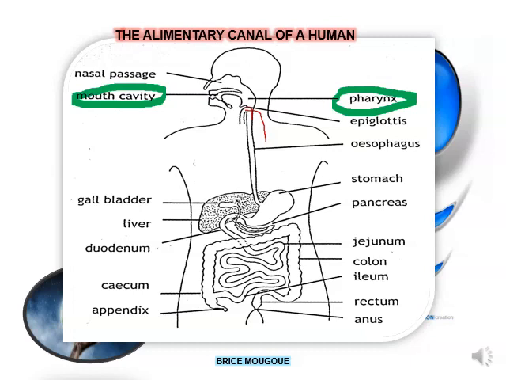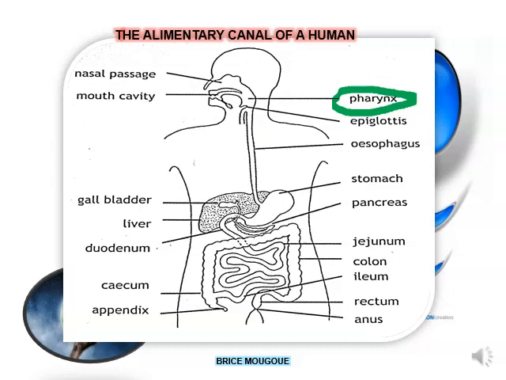So to avoid that, there is another small structure here. We call it the epiglottis. When you are swallowing food, the epiglottis closes the glottis, so that food does not move into the respiratory tract, hence avoiding choking.